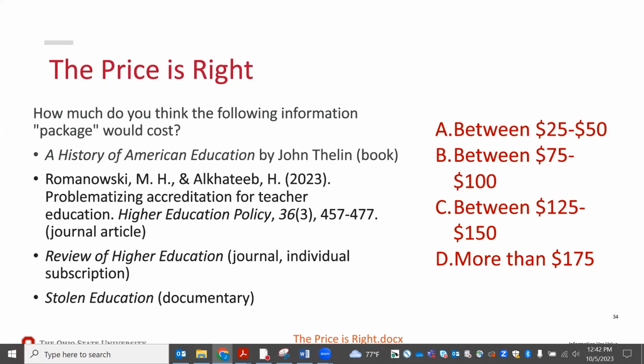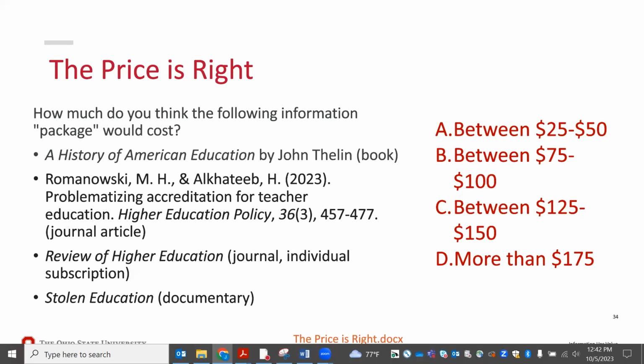So the book cost about $25. The journal article cost about $40. The subscription, I think, was like $80, so somewhere in there. And that was an individual journal subscription, not like an institutional subscription. And the documentary was actually, I think, only like $10.